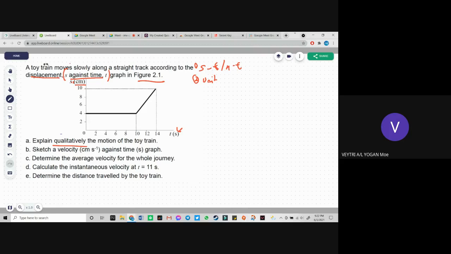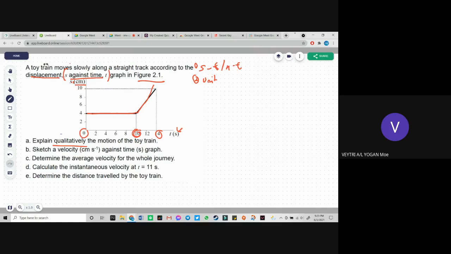Now, what is the meaning of qualitative? When we are talking about qualitative, we are talking about the motion moving from one place to another place within a certain period of time only. Okay, in this graph it clearly goes here, then it stops, then it goes here. It means, qualitatively, you have to explain from here to here first, then from here to here. So you have to explain twice.